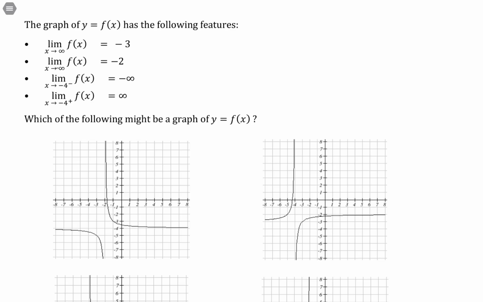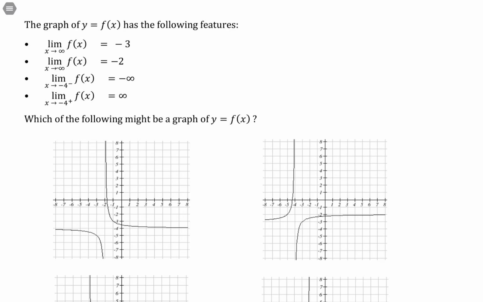The graph of y equals f of x has the following features. The limit as x approaches infinity of the function is negative 3. The limit as x approaches negative infinity of the function is negative 2. The limit as x approaches negative 4 from the left is negative infinity, and the limit as x approaches negative 4 from the right is positive infinity.